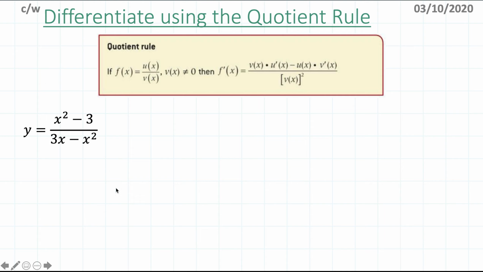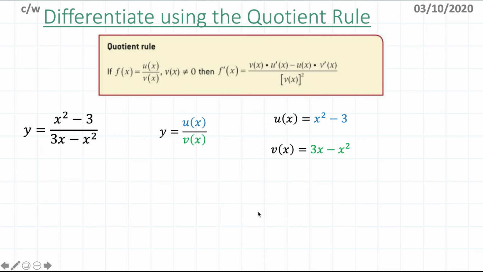I want to define this y as a function over another function. So I want to do u of x divided by v of x, given that v of x is not equal to 0. I can do that quite easily. You can spot that u of x can be x squared minus 3 and v of x can be 3x minus x squared. So far with all the rules that we've done, you're noticing that we're always doing some sort of substitution. And obviously you can use different letters if you want to.